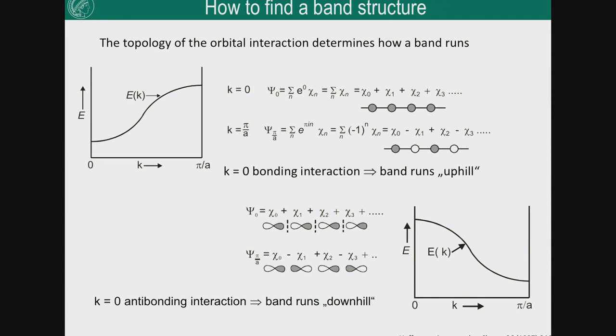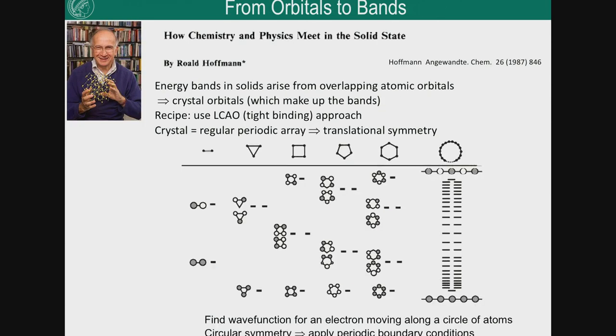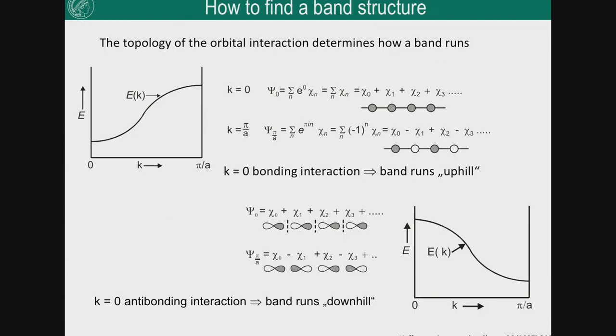So we think here, I was maybe a little bit too fast, of this chain of hydrogen atoms, which was symbolized with this. This already explains that if we have an s wave function, our bands always go uphill, because k equals zero is always the lowest energy, because they all overlap here.